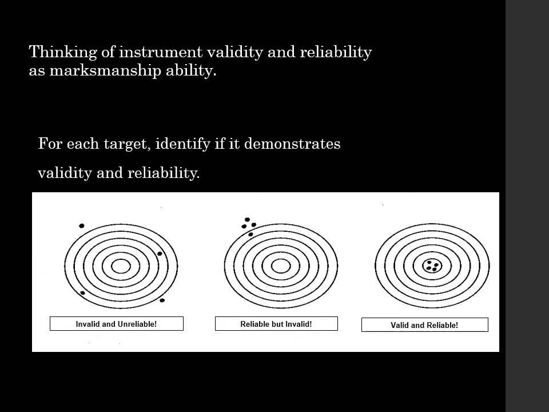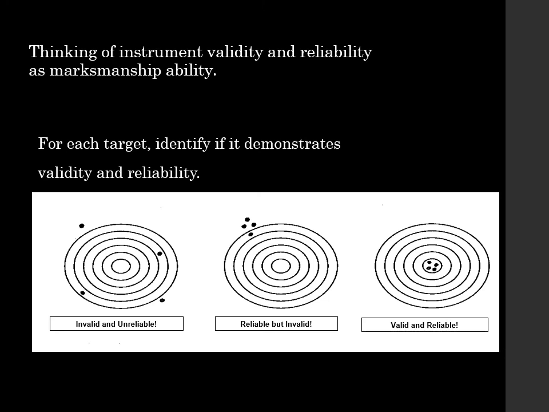Here's a good example I like to look at when we talk about validity and reliability. So for each target, let's talk about how it demonstrates validity and reliability. So our first target, we have 4 shots and they're all over the place. So the data we gathered are not valid or reliable.